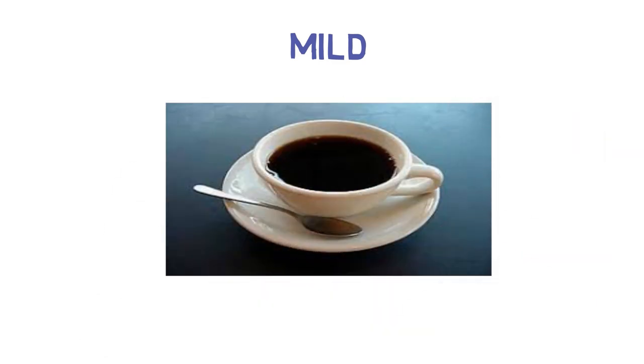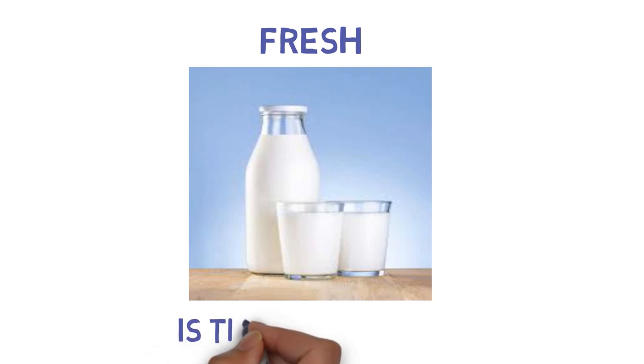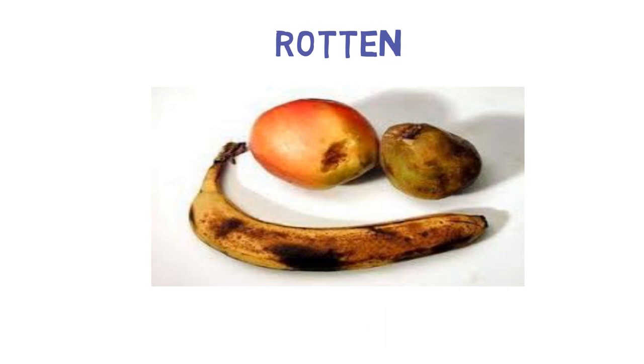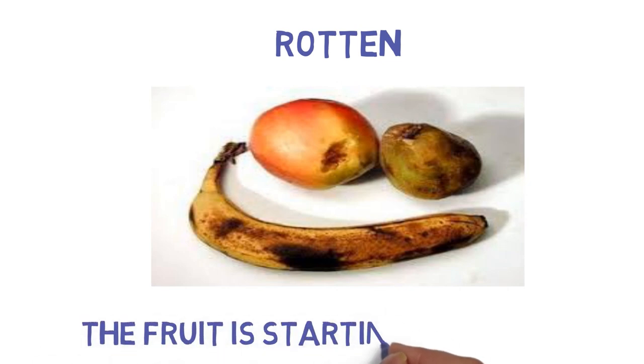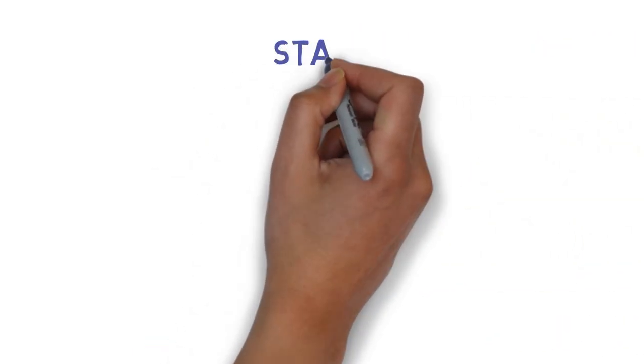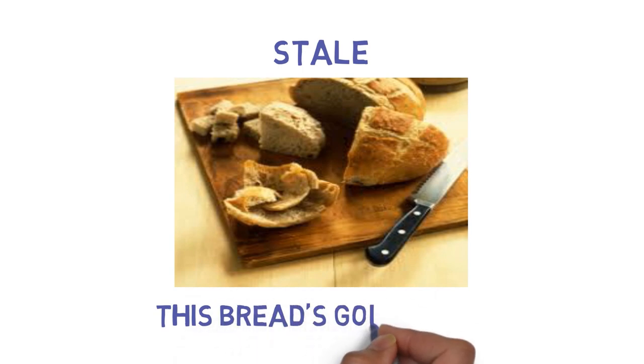Mild. This is a very mild coffee. Fresh. Is this milk fresh? Rotten. The fruit is starting to go rotten. Stale. This bread's going stale.